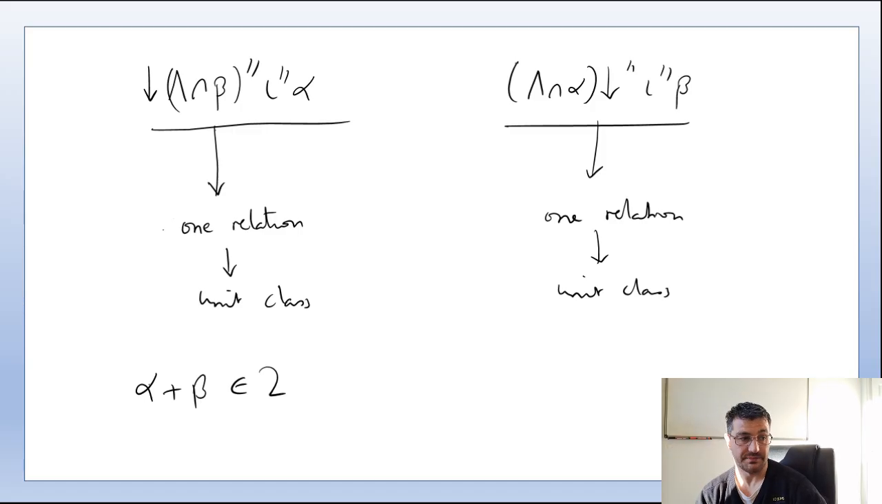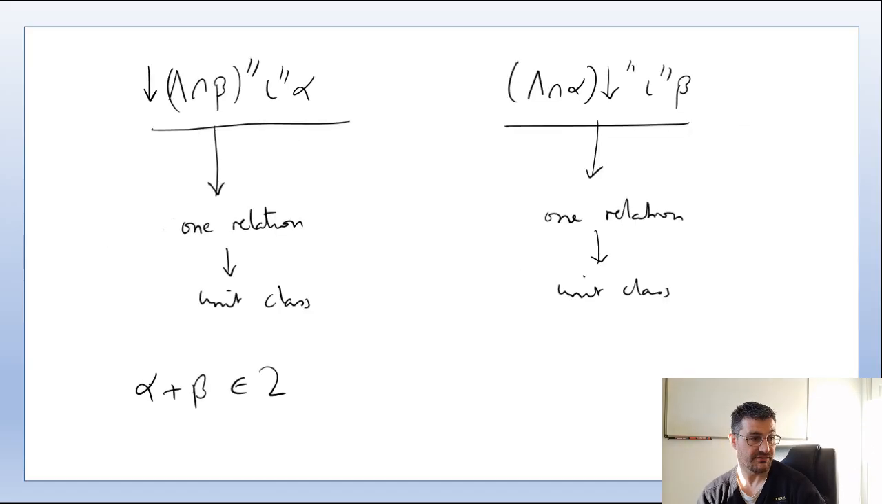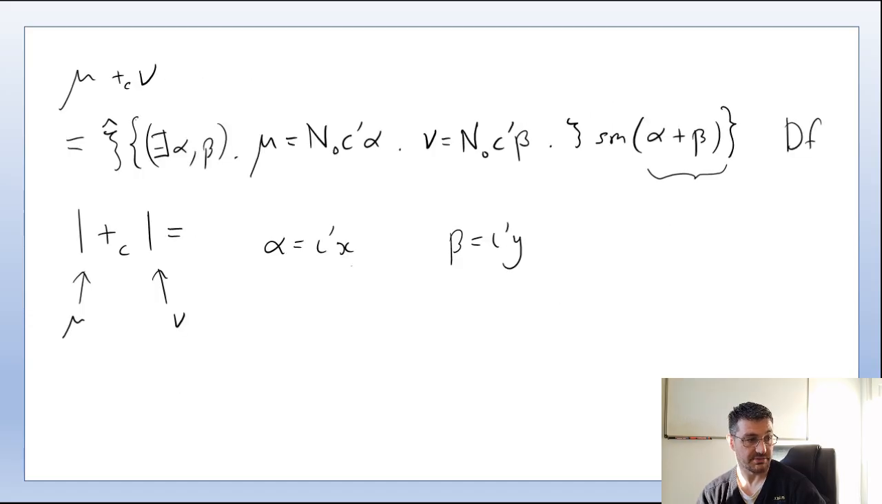of a particular type. So then going back to our definition of cardinal addition, we're looking for all those psi of a particular type, which are similar to alpha plus beta, which is a member of the class 2. Okay, and it follows that 1 plus 1 is equal to 2.